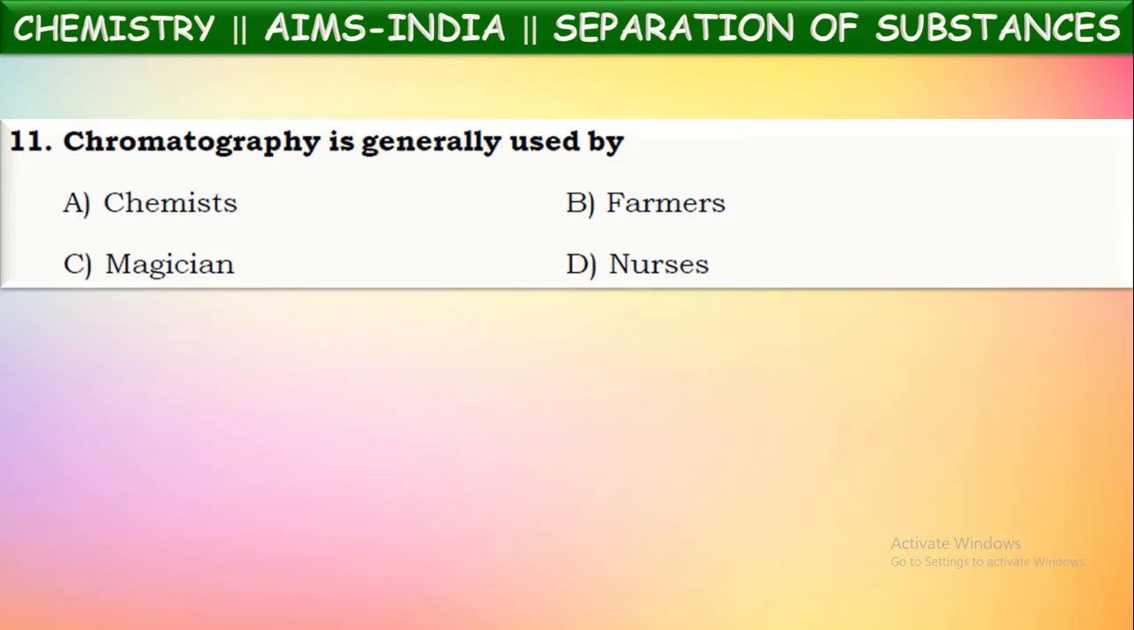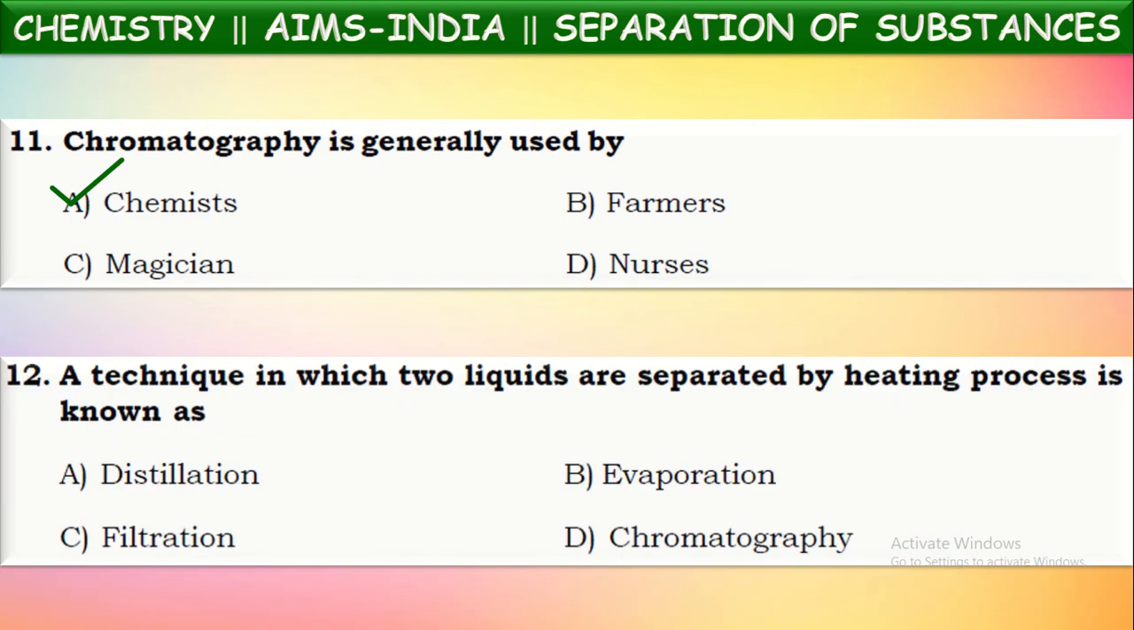Chromatography is generally used by. Chromatography. Who will use this chromatography? Generally, this technique is used for separation of components of some chemicals which exist in a very small quantity. So chromatography is generally used by chemists. Chemists use this technique for the separation of chemicals which exist in a small quantity. Okay. Next question.